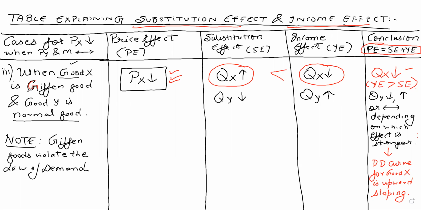But when good X is a different good and good Y is a normal good, in that case, income effect will dominate the substitution effect for good X. So that when price of good X falls, quantity demanded of good X will also fall, which will cause the demand curve for good X to be upward sloping when it is a different good. So I hope students have understood this.